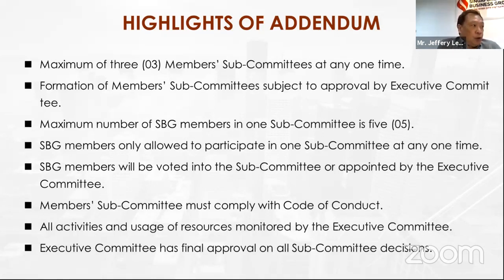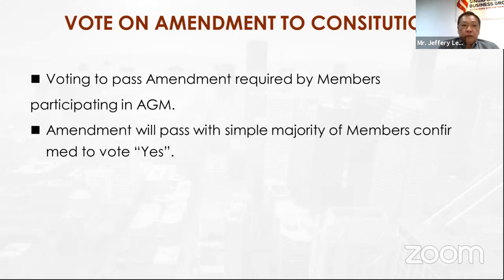So the next slide will show that we are now voting to pass the amendment. This voting is required of our members participating in the AGM as per our constitution. This amendment to the constitution will pass with a simple majority of members voting yes. So it's a very simple process. I will give you all about 2 minutes to review. If you haven't read through our amendment yet, please read through it now, and then please vote.